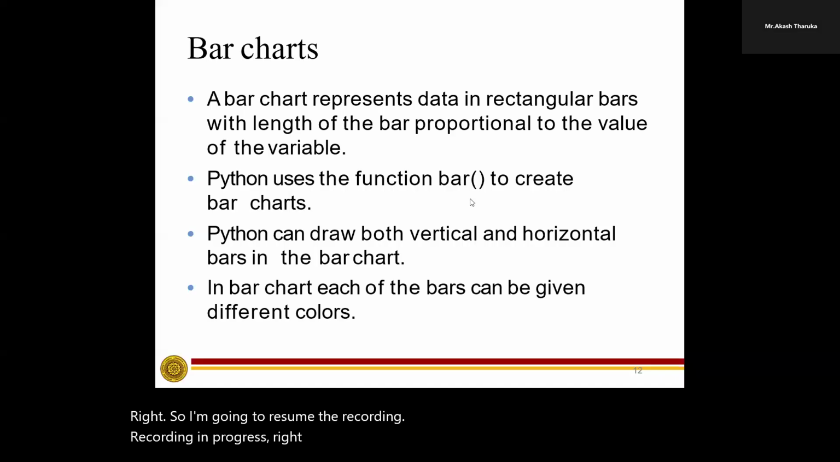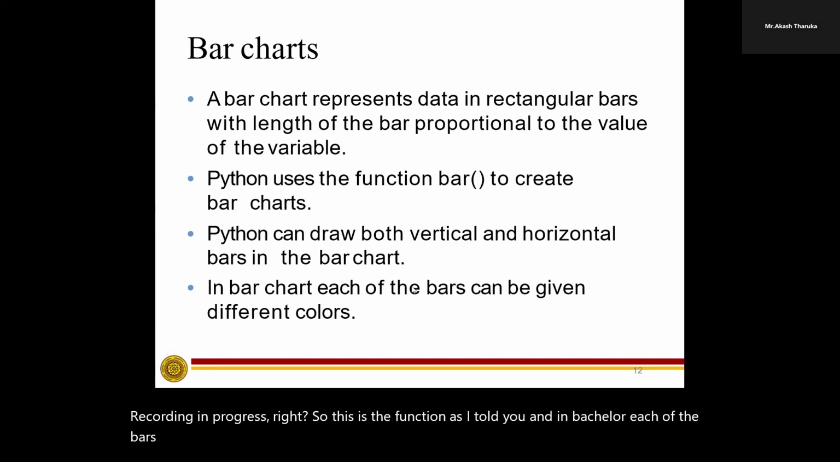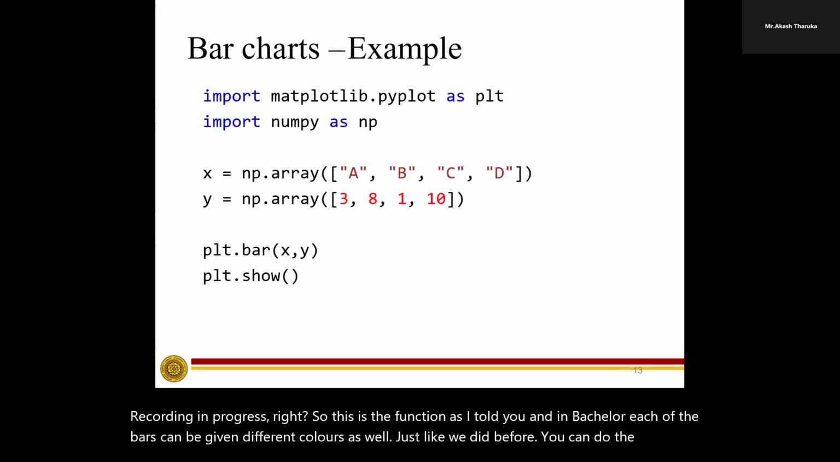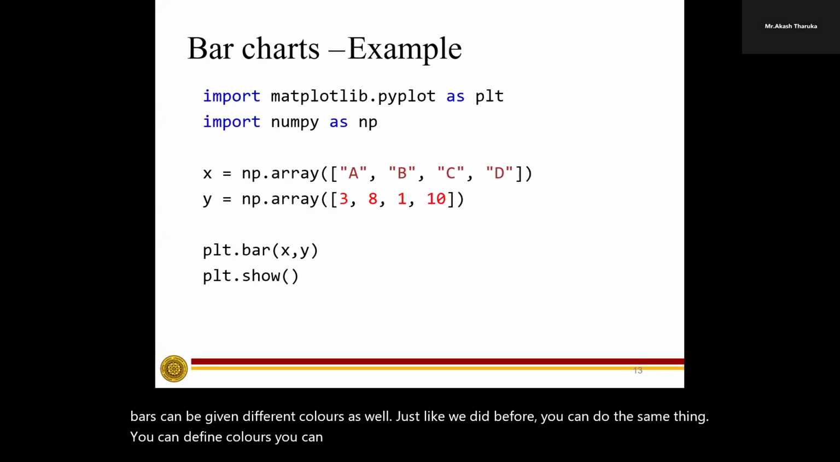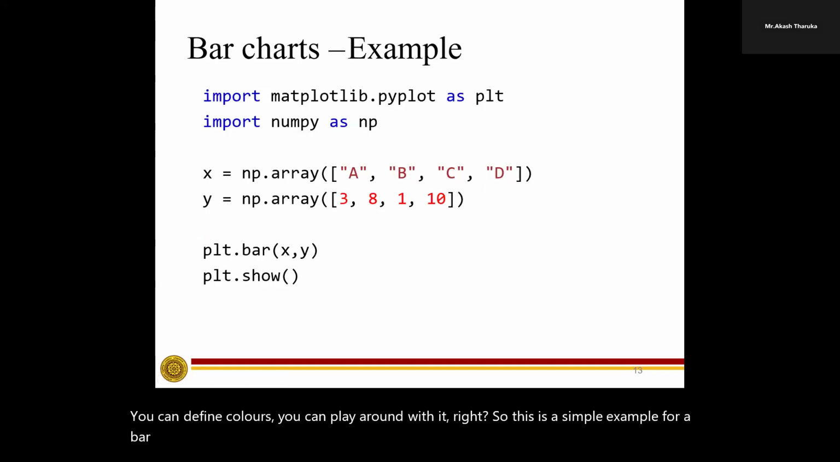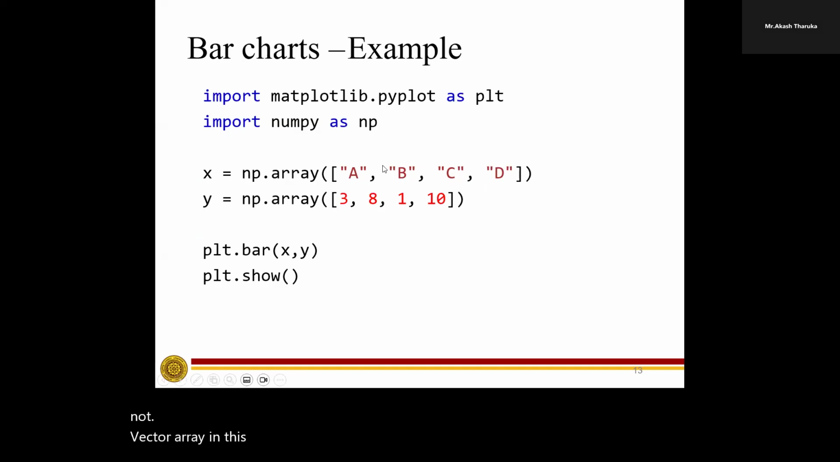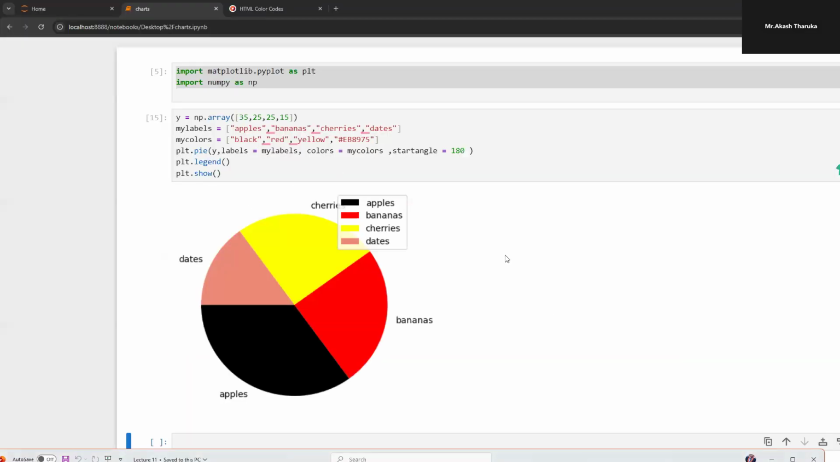So this is the function as I told you. And in a bar chart, each of the bars can be given different colors as well. Just like we did before, you can define colors and play around with it. So this is a simple example for a bar chart. You can see import matplotlib as usual. And now what we have is an array, but it is not a vector array. In this case, it is a string array. Under there, we have a vector array.